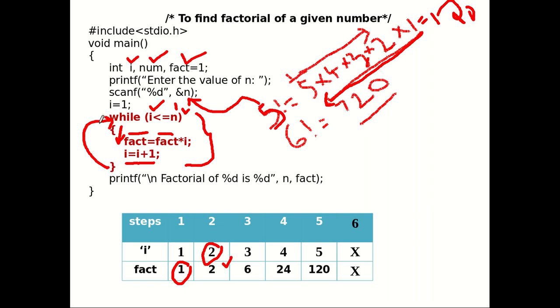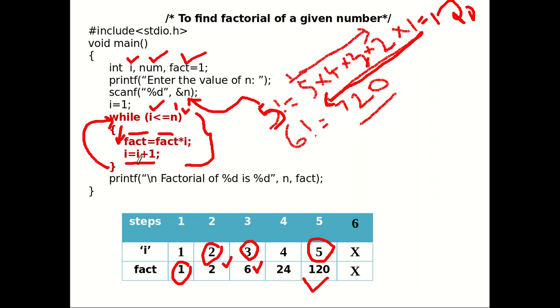Again the I value is incremented by 1. The control will go back to the while loop. So now the I value is 3. 3 is less than or equal to 5. Yes, the condition is true. The factorial is computed. So when the I value is 3, the fact value is 6. So this process will be continued till the value of I is 5. When the value of I is 5, the fact will have the value 120.